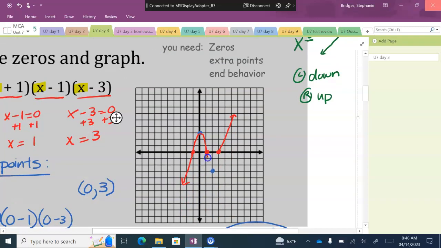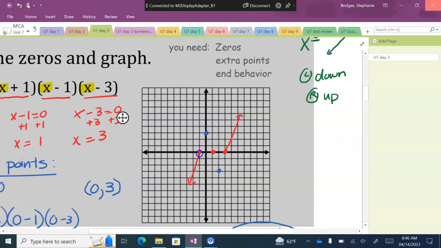Make sure you're curving through your points. You're not putting V shapes. Okay, so it's going to look something like that. Try to curve through your points as best you can. You know that it's going down on the left, so you start from the down position, curve up through your points, and then it's up on the right. And that's kind of how you graph these. Find your zeros, pick some extra points, determine your end behavior, and then you have your graph.